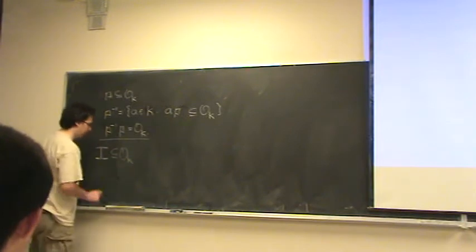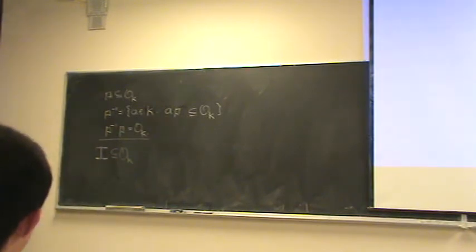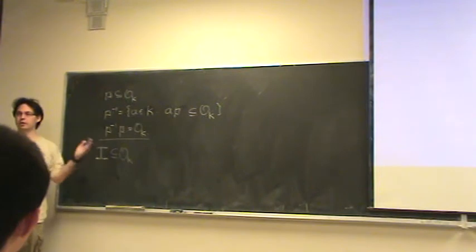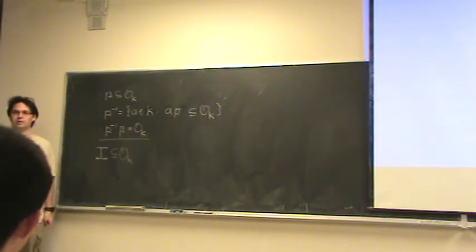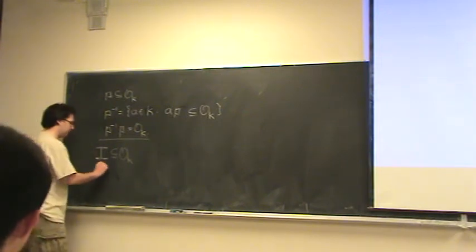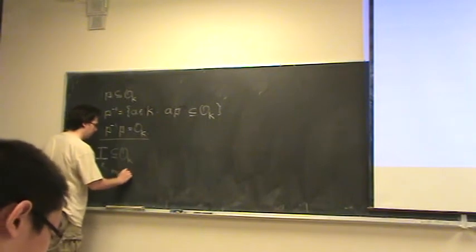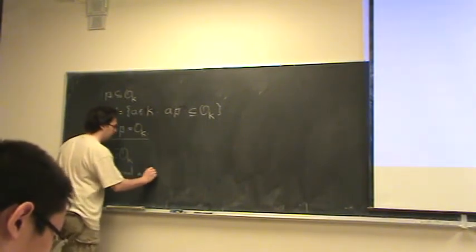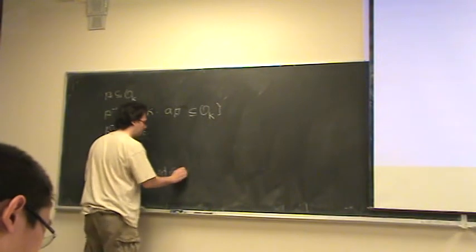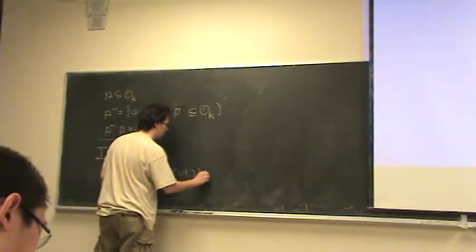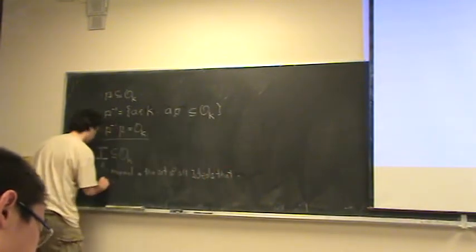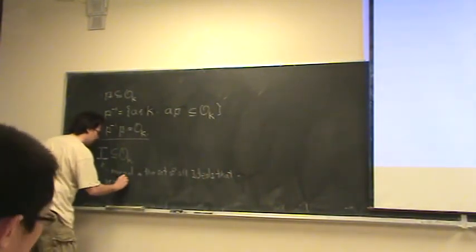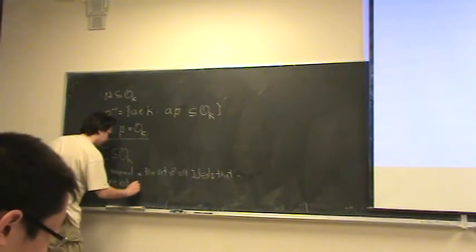Now, let's use that OK is a Noetherian ring. So that means if we take the collection S of all ideals that are not invertible, then it has a maximal element. And we might as well assume that this I is such an element. So I is maximal in the set of all ideals that are not invertible.